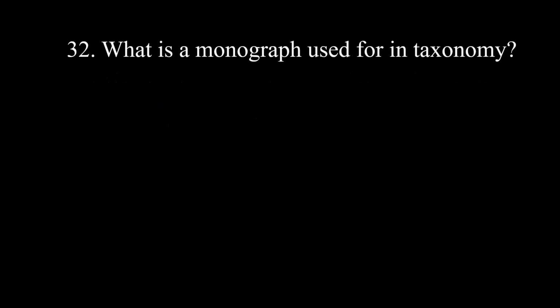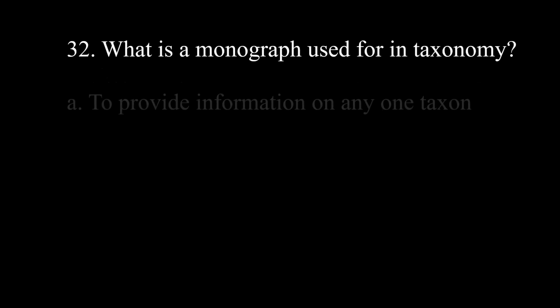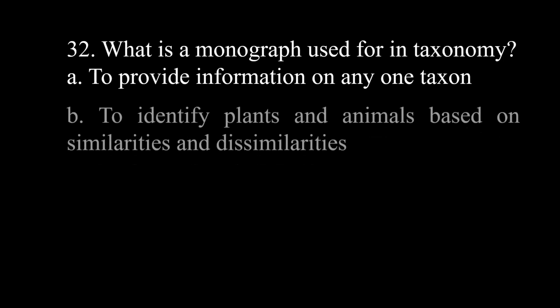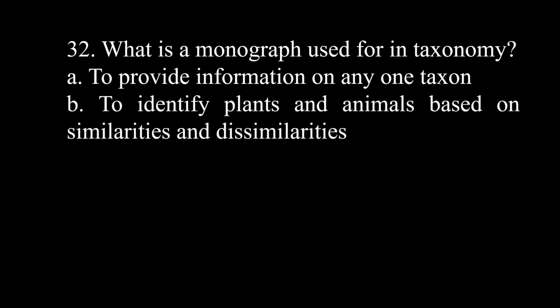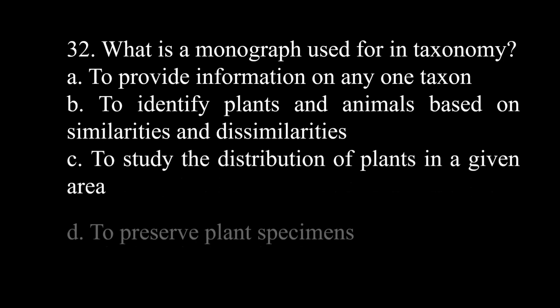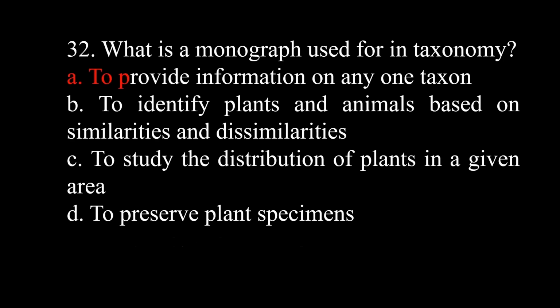What is a monograph used for in taxonomy? A. To provide information on any one taxon. B. To identify plants and animals based on similarities and dissimilarities. C. To study the distribution of plants in a given area. D. To preserve plant specimens. The correct answer is A. To provide information on any one taxon.